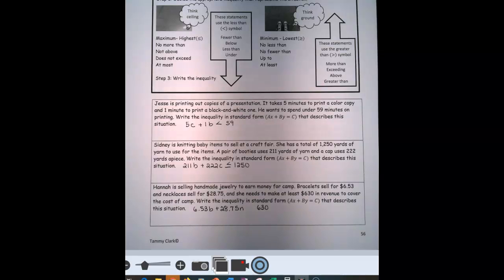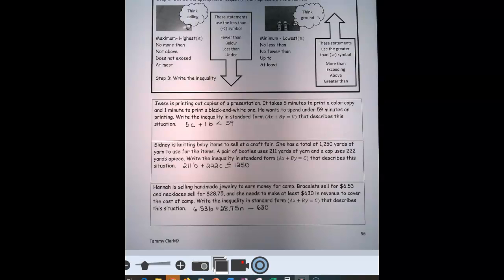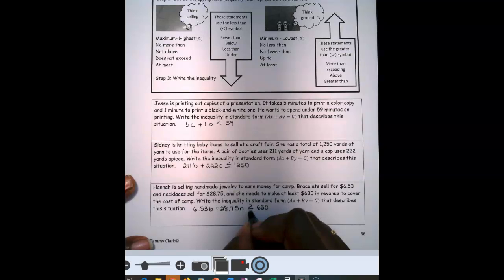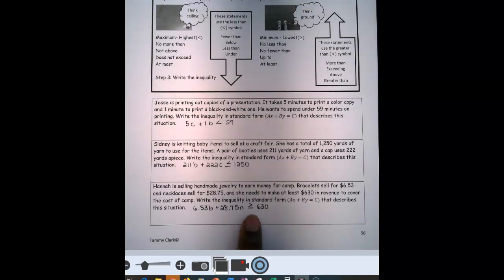So what that tells me is that whatever she sells can be equal to the $630. If she makes less than that, she can't go. But there's nothing that says she can't make more than that. So the left side, the money she brings in from the sale of the bracelets and the necklaces, can always be greater than $630 or even equal to $630. It just can't be less. So that's why we're choosing the greater than or equal to sign.